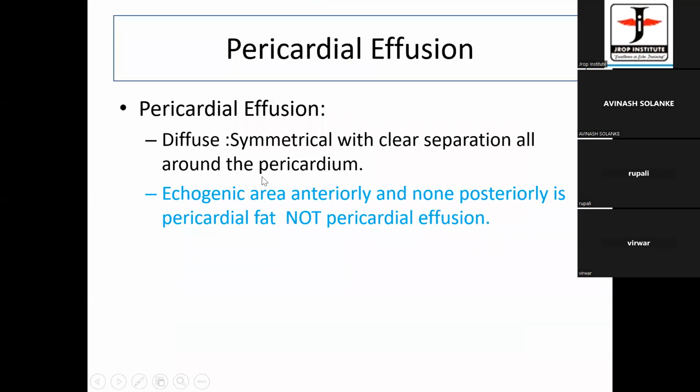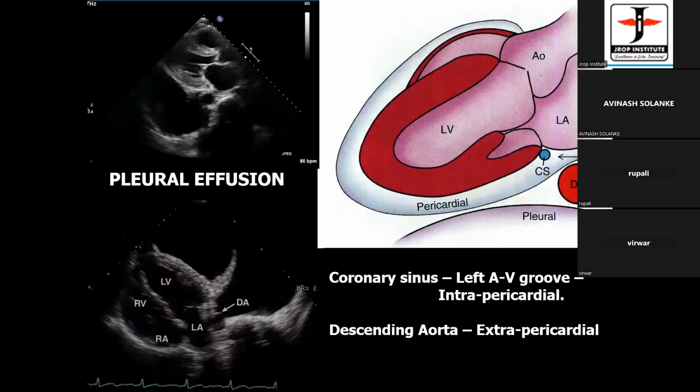Coming to pericardial effusion, the pericardial effusion could be asymmetrical with clear separation across the pericardium. Or it could be a more echogenic area anteriorly and none posteriorly. If that is true, then it's not a pericardial effusion, it's pericardial fat. Now look at this image very carefully. My heart in parasternal long-axis view: LA, LV, and aorta. Here is the LV mass. Here is the pericardium which wraps around the LV. But this pericardium stops short of the descending aorta.